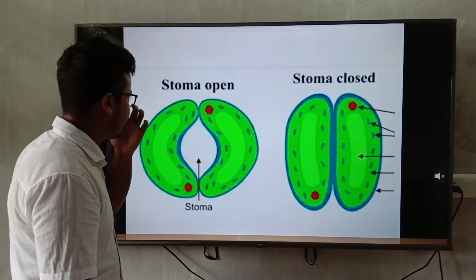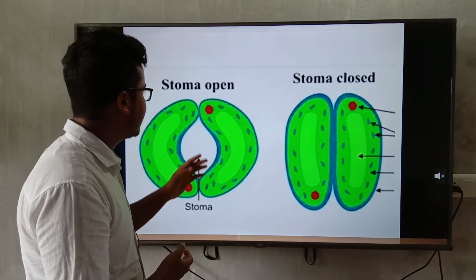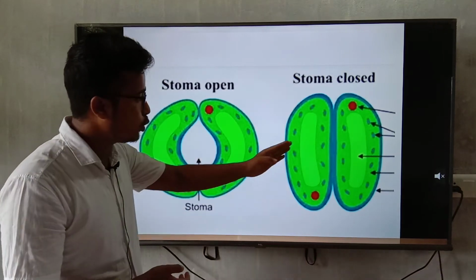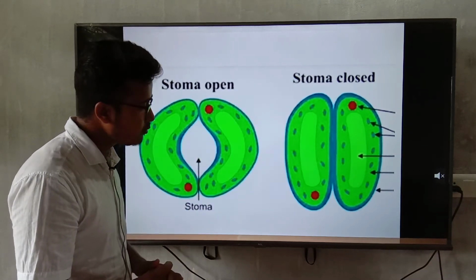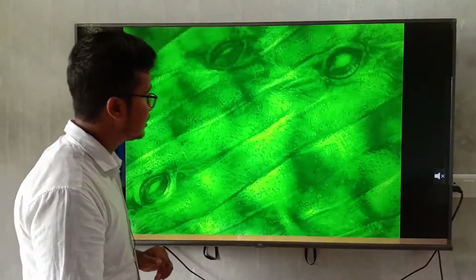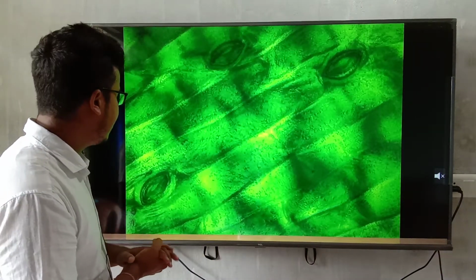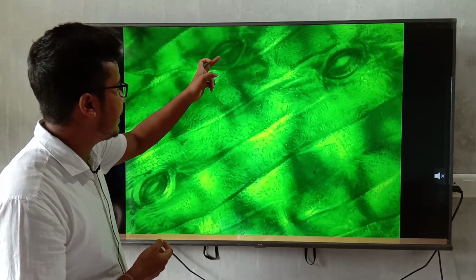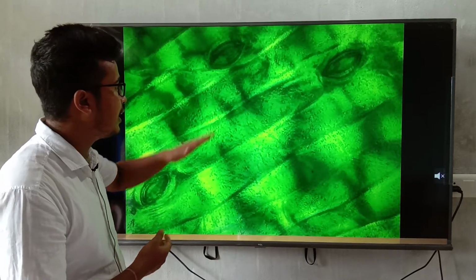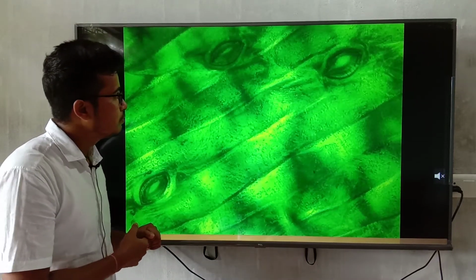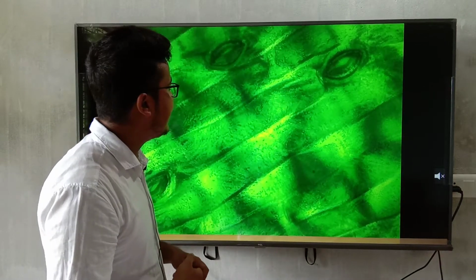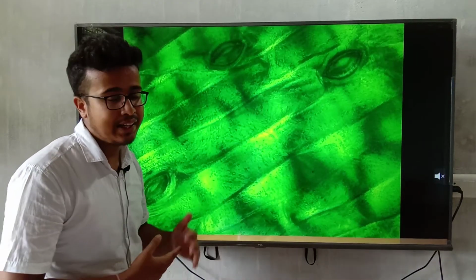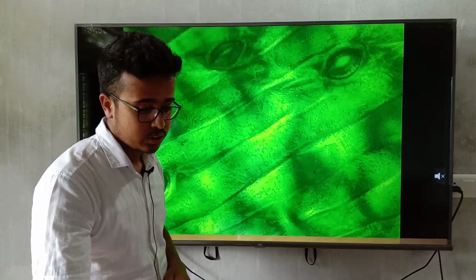Here are other pictures of stomata, this is open stomata and this is closed stomata. Now see this one. Now it is opening, and again it is closing. The stomata looks like this. During daytime it will open, and in night time it will close.